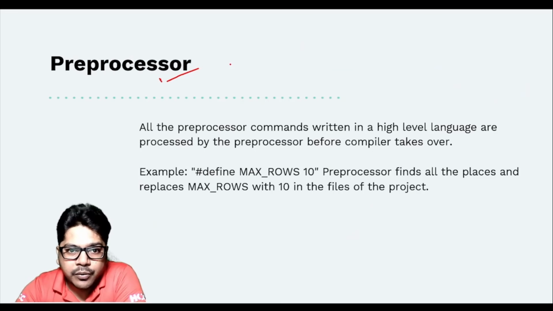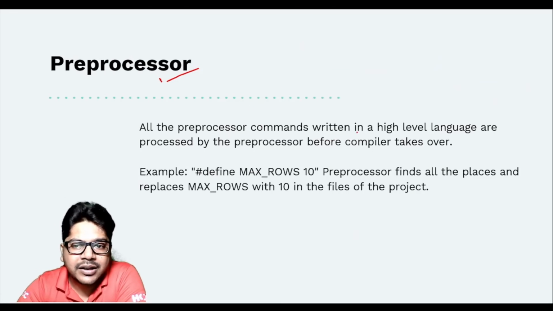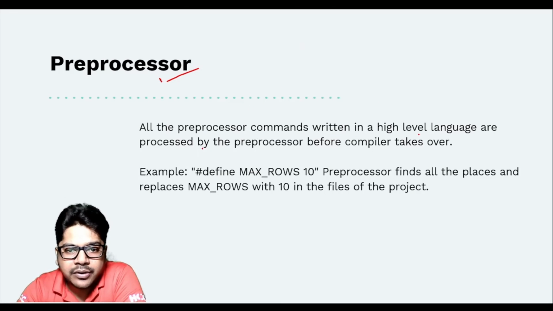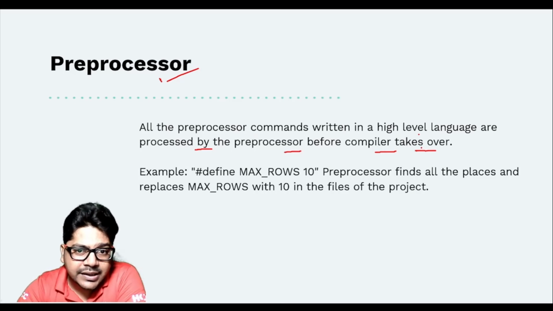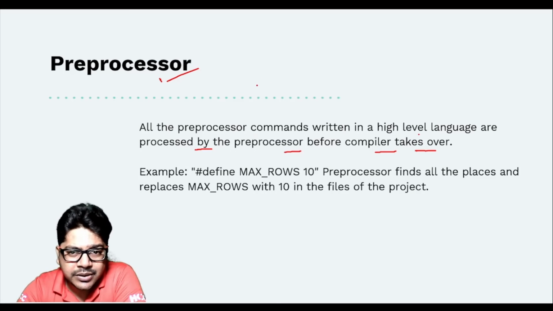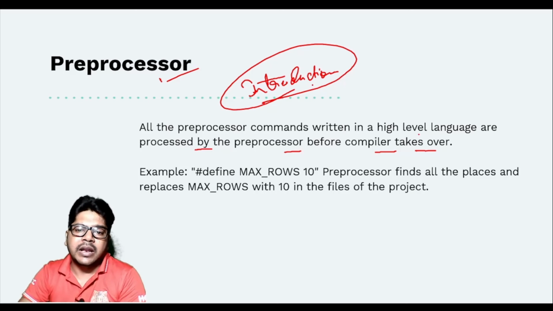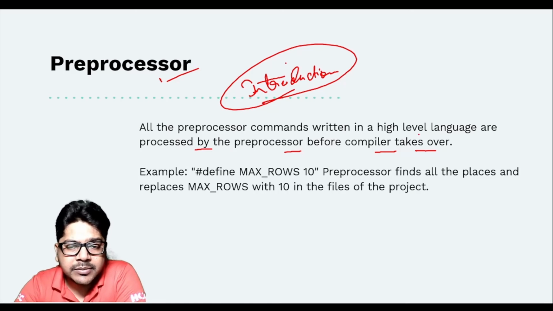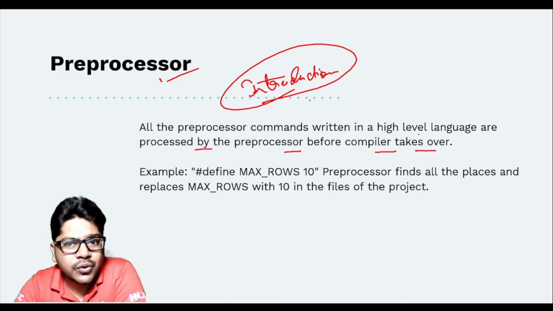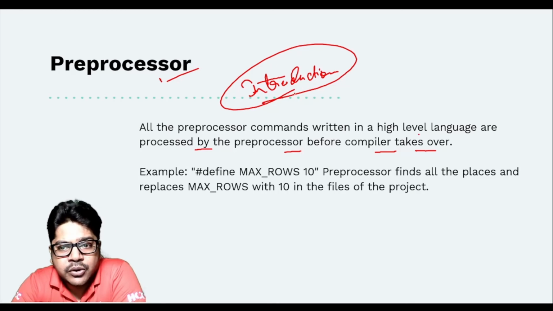Then the preprocessor. So what is a preprocessor? All the preprocessor commands written in a high-level language are processed by the preprocessor before the compiler takes over. Like this video that I am making right now, this chapter, introduction to coding, is nothing but a kind of preprocessor thing for you. Introduction. Now what is a preprocessor? Preprocessor means, like, you use certain things, and then there has to be someone who explains them.